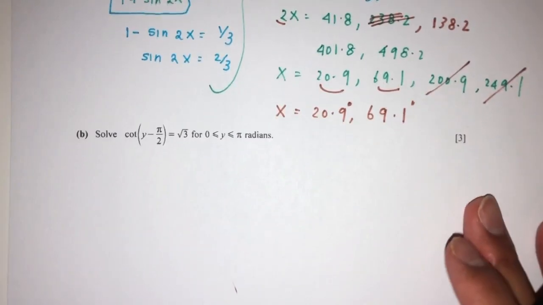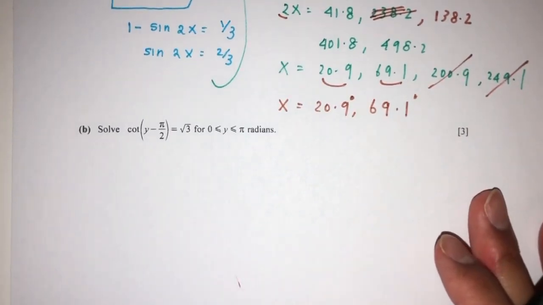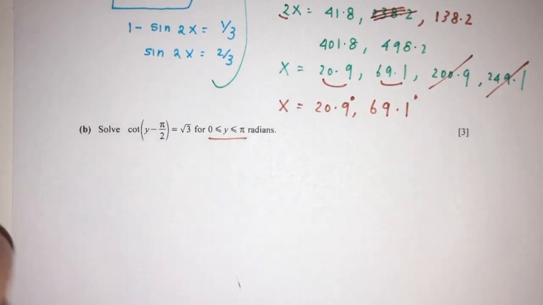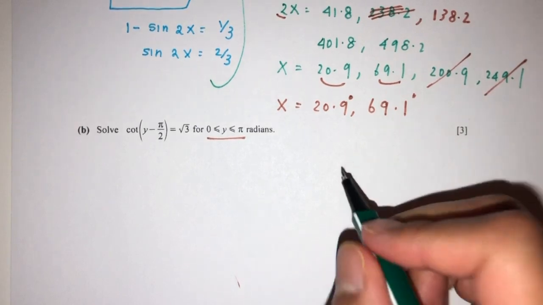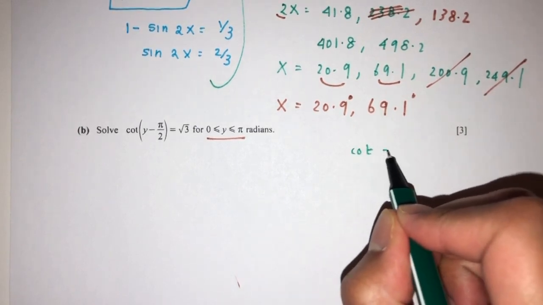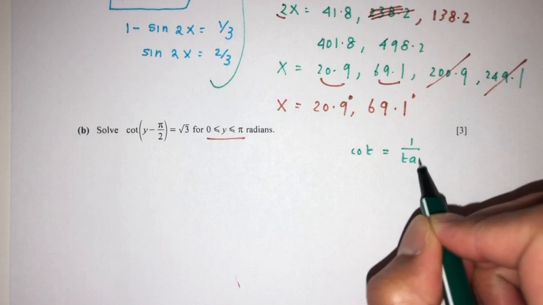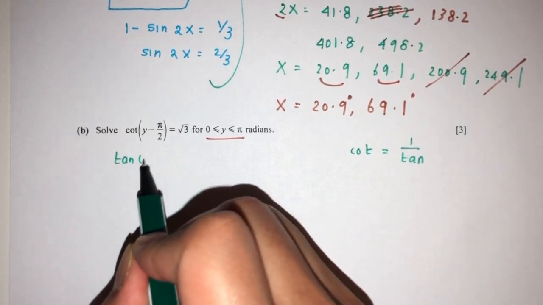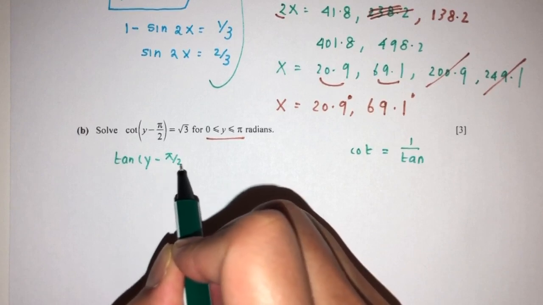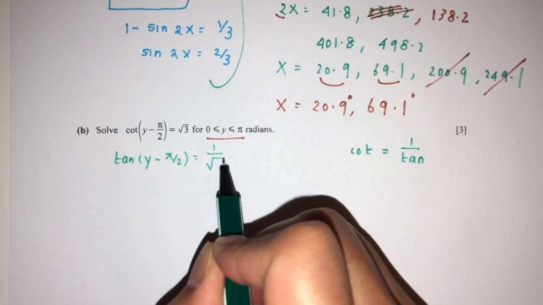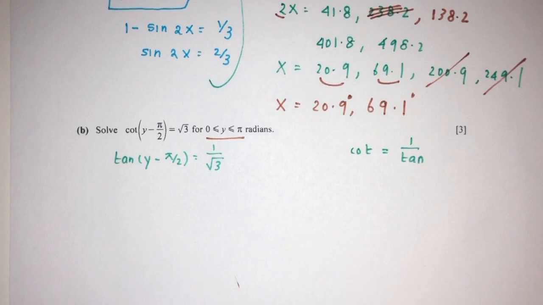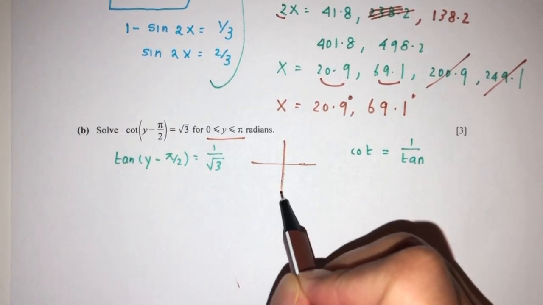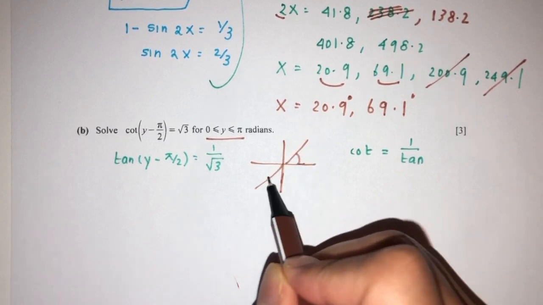Now for part B, we have to solve this one for 1 over root 3, between this domain. Now, one thing we realize is that cot is 1 over tan, right? So we'll just make this one become the subject. So tan of the angle, we have to flip this upside down. That will be 1 over this. Makes sense, right? Now, because tan is positive, as we have known, it should be in the first quadrant and in the third quadrant.